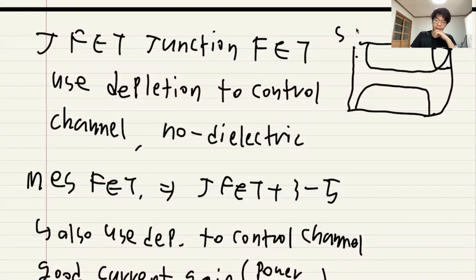If we give the gate a reverse bias, then the depletion width would be wide, not narrow. So the channel gets narrowed.